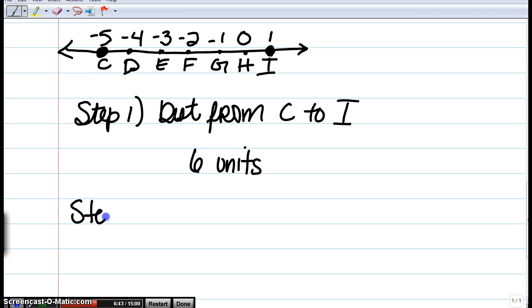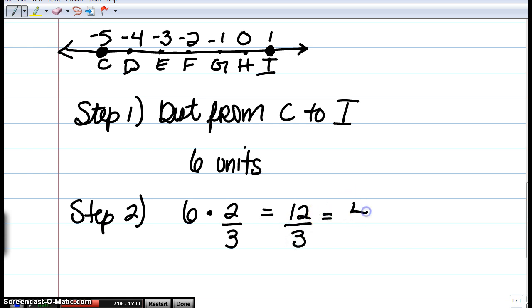Then you would have step 2. You're going to multiply 2/3 by 6. So you have 6 times 2/3, because it's 2/3 of the way. You're trying to find 2/3 of the way between C and I. So when you do that, you would have 12 divided by 3, which is 4.